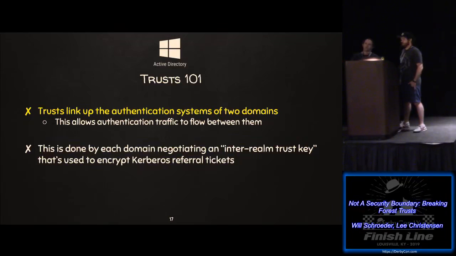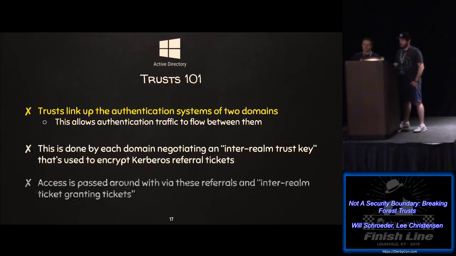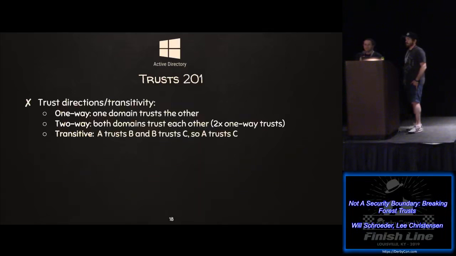So essentially, if I'm trying to access a resource in another domain, I say, hey, domain controller, I want to access the file share over in Will's domain, and it sends me a TGT encrypted with that inter-realm trust key. Then I use that referral TGT and send it to Will's domain, and he'll return a service ticket to me. That's essentially the referral process that occurs whenever there's a trust. This only occurs when going between separate domains.